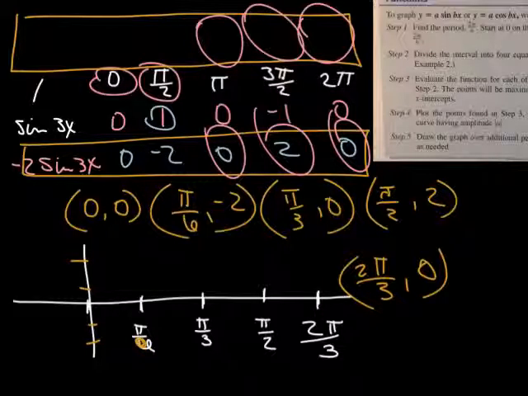What happens at 0? Well, I'm at 0, 0. What happens at pi over 3? I'm at 0. What happens at pi over 2? I'm at 2. And at 2 pi over 3, I'm at 0. So now I can draw my graph.